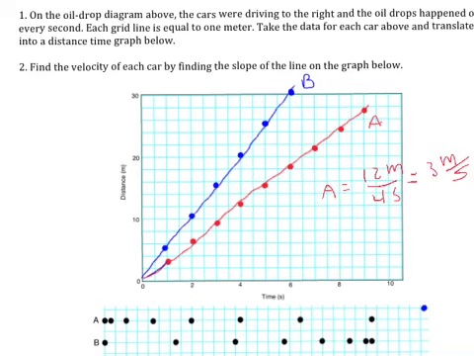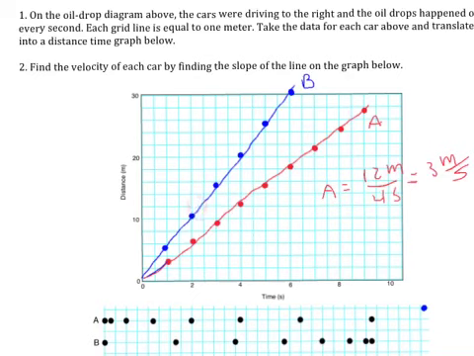B has a steeper slope, therefore B has a greater velocity, because on a distance versus time graph, the slope of the line is how fast the object is traveling. Actually, it's its velocity, because a positive slope implies a positive velocity and a negative slope implies a negative velocity. So B has a positive velocity, and if we also go for, say, 12, let's see right here, let's see what we should get.